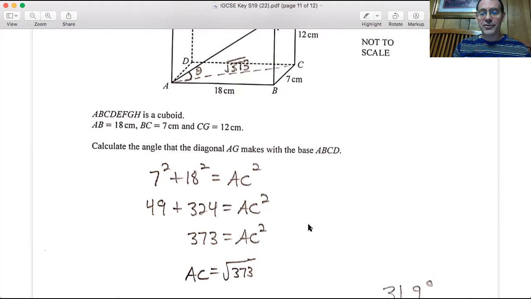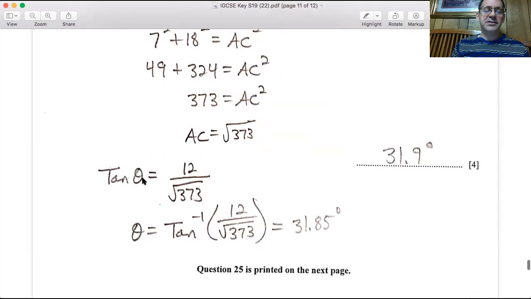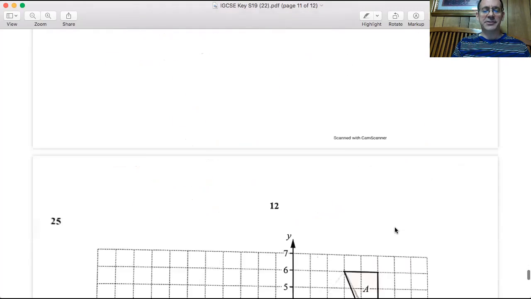We're solving for the angle, so we're going to use SOH CAH TOA. This is opposite and adjacent. So we're going to use tangent of theta equals 12 over root 373. Take the inverse tangent of both sides. Our theta equals 31.85. So remember, first of all, you're using trig with angle measurement here, so make sure your calculator is in the degree mode. And also with degrees, you only go to 1 decimal place. So this will be 31.9 degrees as your answer.